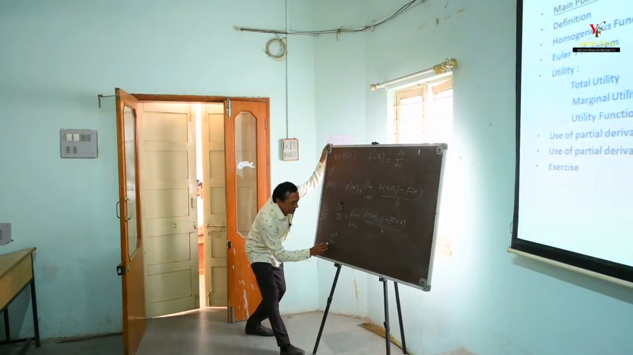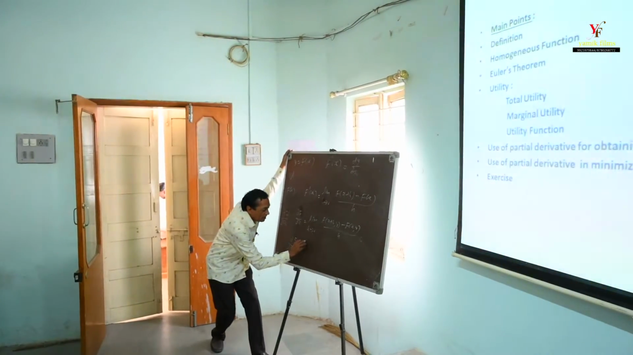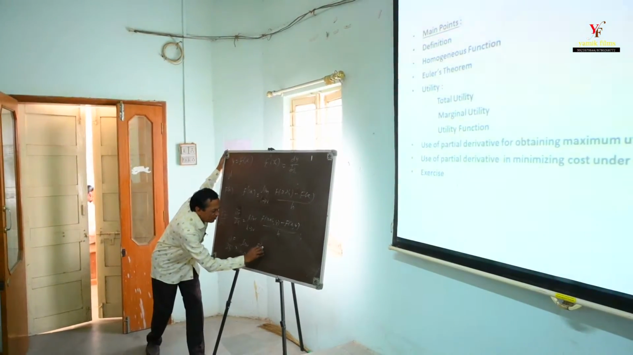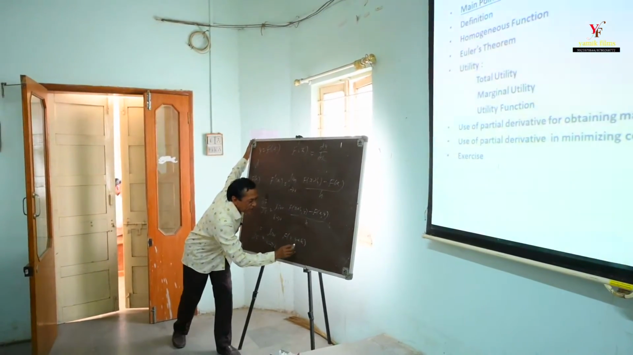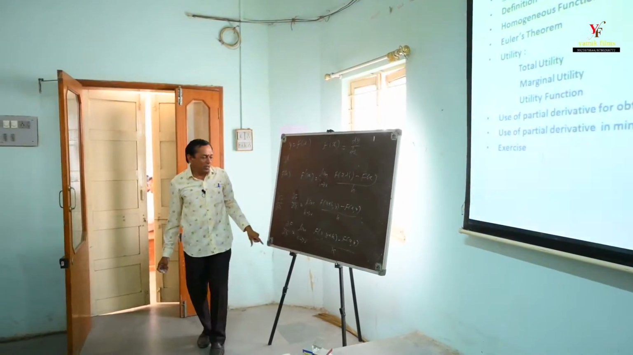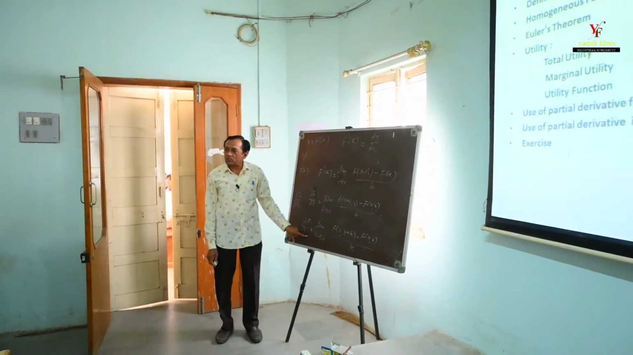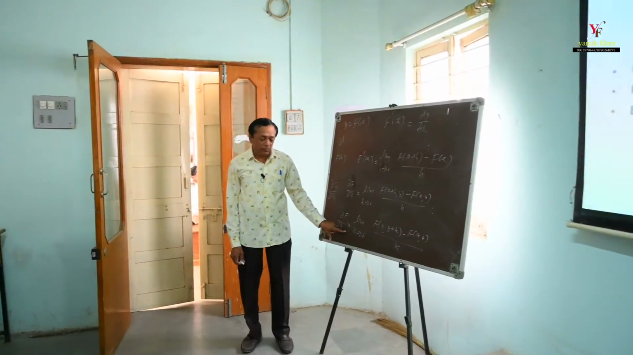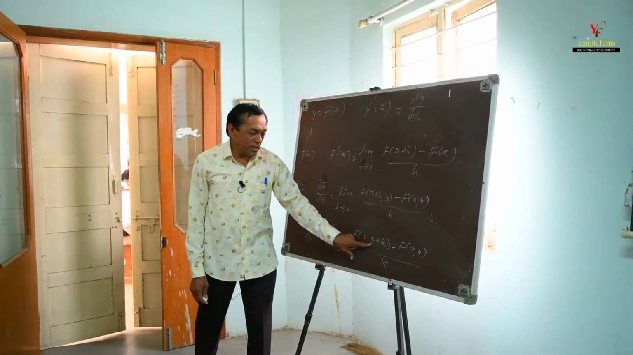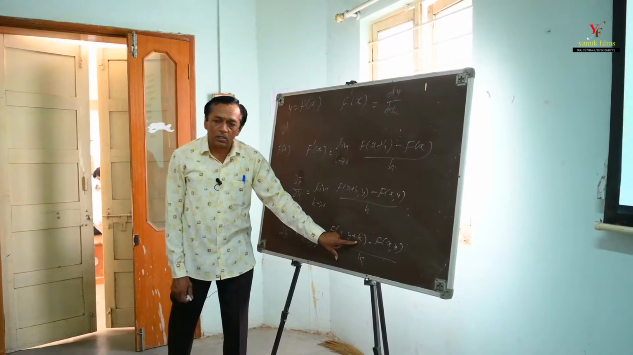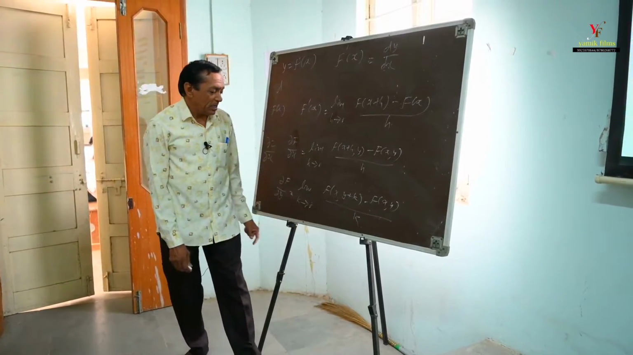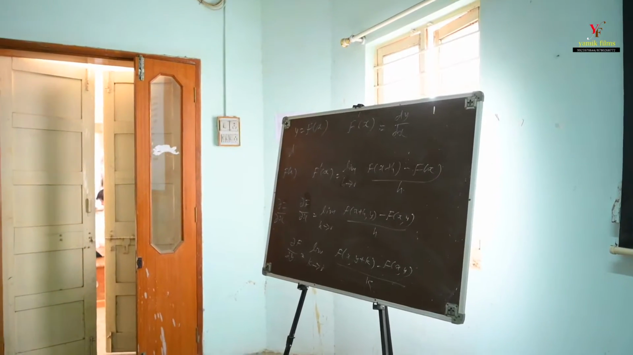Same, delta f by delta y. There is a limit k tends to 0, f of x, y plus k minus f of x, y divided by k. This is a definition. Using the definition, we can find the partial derivative with respect to y. Limit k tends to 0, we increment y, f of x, y plus k minus f of x, y divided by k. Here k is a small increment in the variable y.